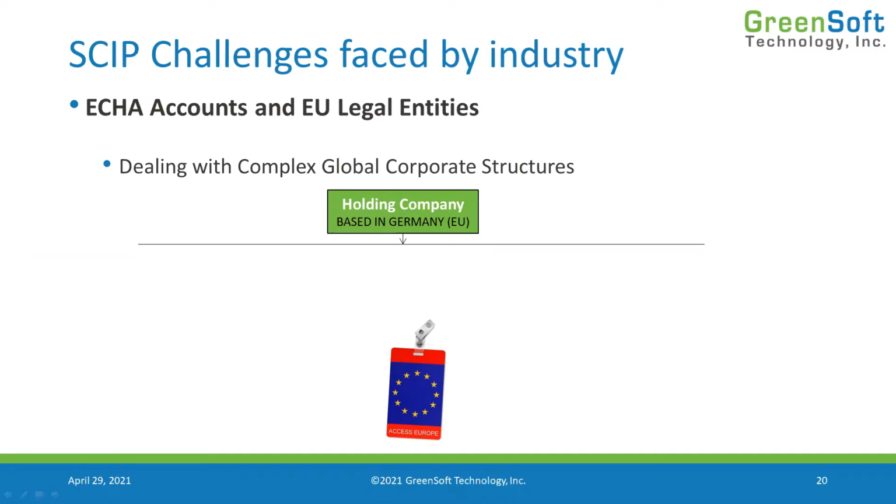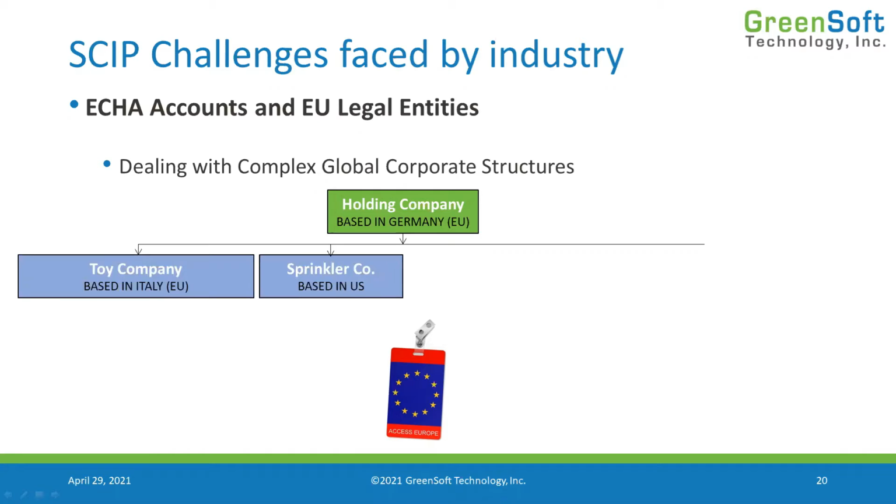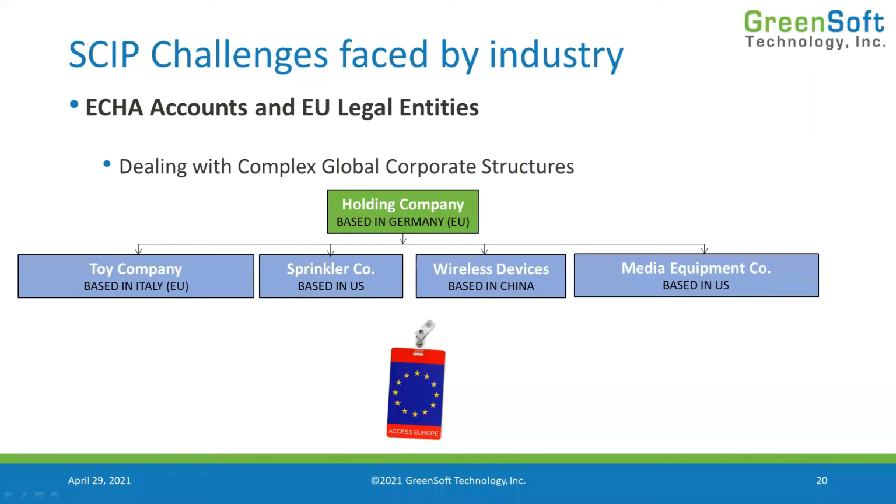In this case, we have a holding company based in Germany, which is an EU member state. And they are holding a toy company that puts toys on the market in the EU, and they're based in Italy, also an EU member state. But they also have a business unit in the United States that produces sprinkler controllers that get placed on the market in the EU. They have a business unit in China placing wireless devices on the market in the EU. And they have a media equipment company, a business unit they also acquired in the United States, placing video and audio equipment on the market in the EU. So all these different entities are involved.